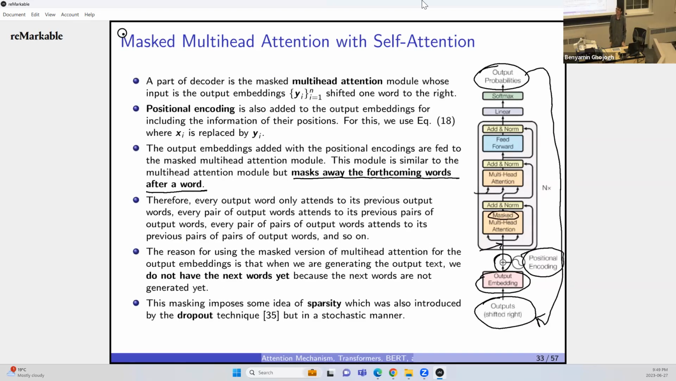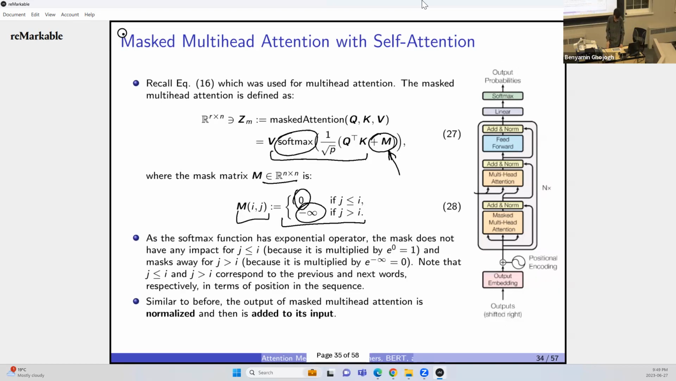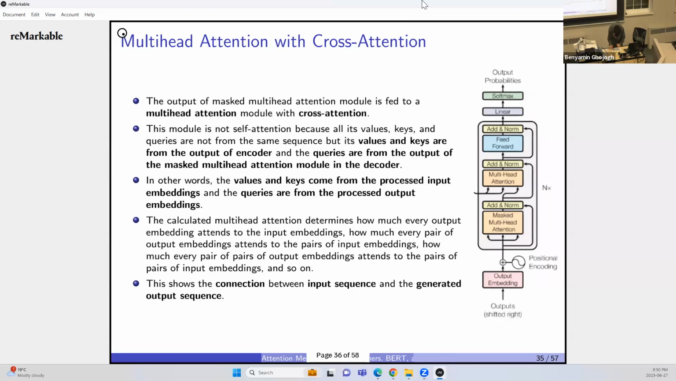So it's good. Again, because of betting on the sparsity principle, and Occam's razor, because I'm not considering the future words. Where are we now? We are here. What do we do? Again, add and normalization. Again, the idea of ResNet and batch normalization. Then, where are we? We are here exactly.